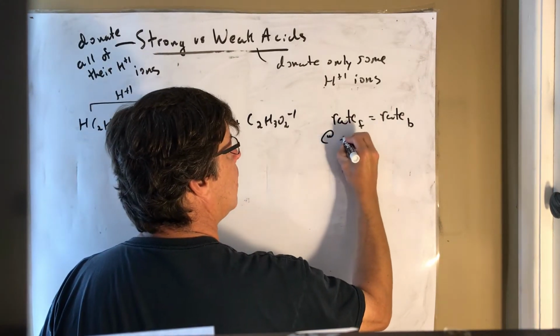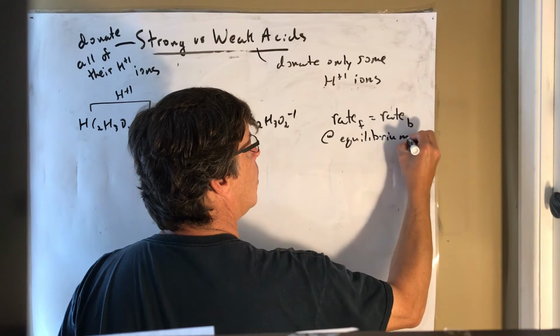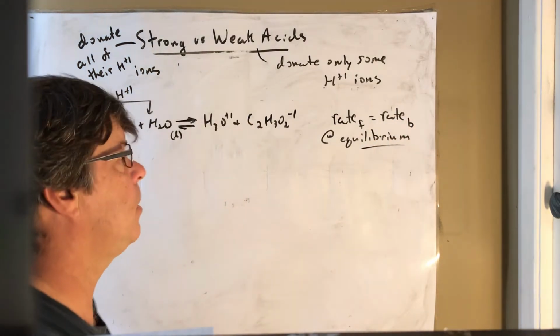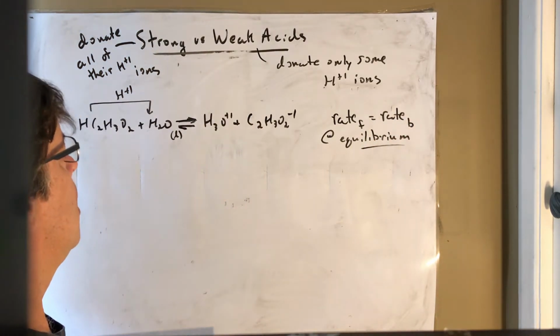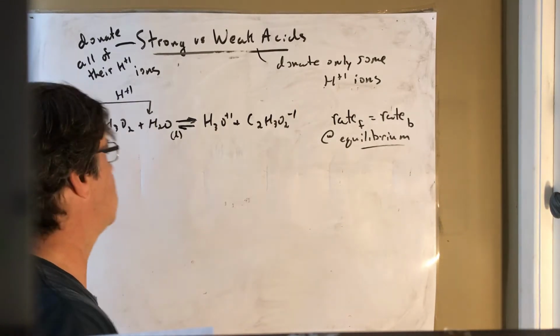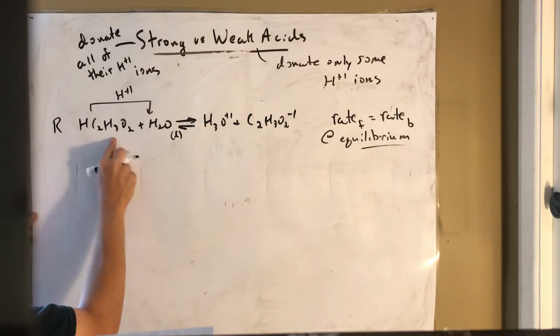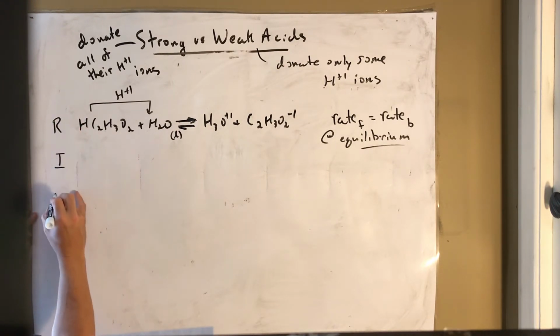At equilibrium. So this is an equilibrium problem. What we do with equilibrium problems, we set up what are called ICE tables. So ICE, or actually, let's say RICE: Reaction, ICE.